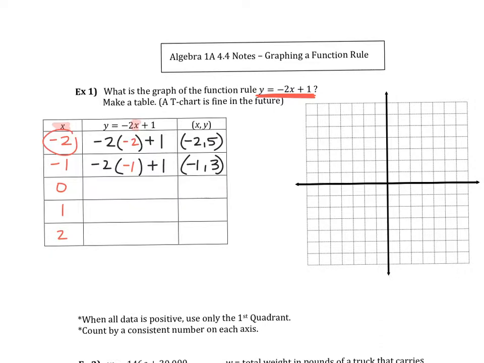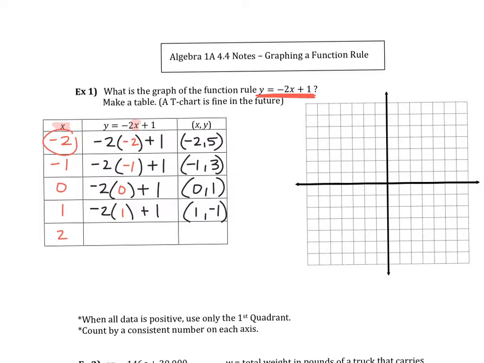All right, next one. You have -2 times 0, your x value, plus 1. What's -2 times 0? 0 plus 1? 1. Okay, so 0, 1 is your point. Next one. -2 times 1 plus 1. What's -2 times 1? -2 plus 1 is -1. Right? -2 times 1 is a -2, and then you're adding 1. So you're going to the right one.